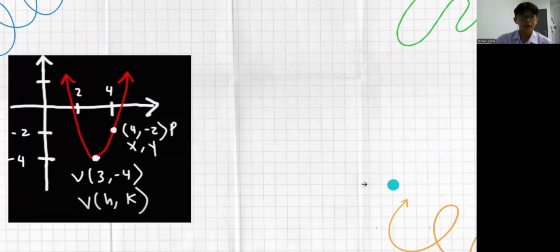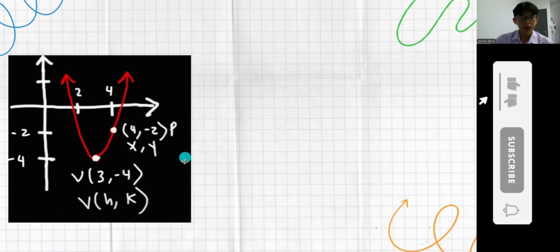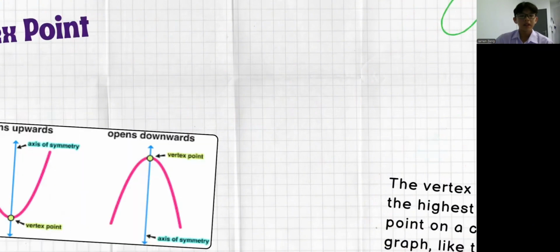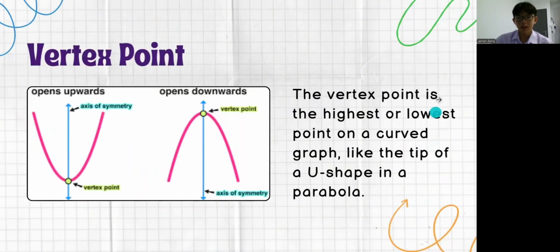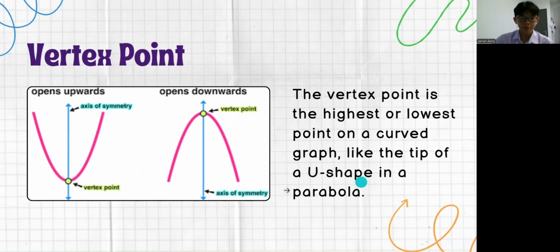So here I have an example. Here we have 2 points, where for the first point, the x value is 4 and the y value is -2, and the vertex point, the x value is 3 and the y value is -4. For those who don't know what a vertex is, it is basically the highest or lowest point on a curved graph, like the tip of the U-shape in a parabola. This thing is called a parabola, and the vertex point is this one, the yellow one.